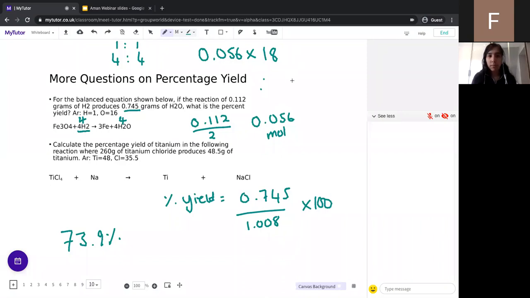Brilliant, thanks, Aman. Just one quick question, which was, in these science questions, will you be allowed a calculator? Yes, you are always allowed a calculator in chemistry GCSE. In all 3 papers. Brilliant, cool.